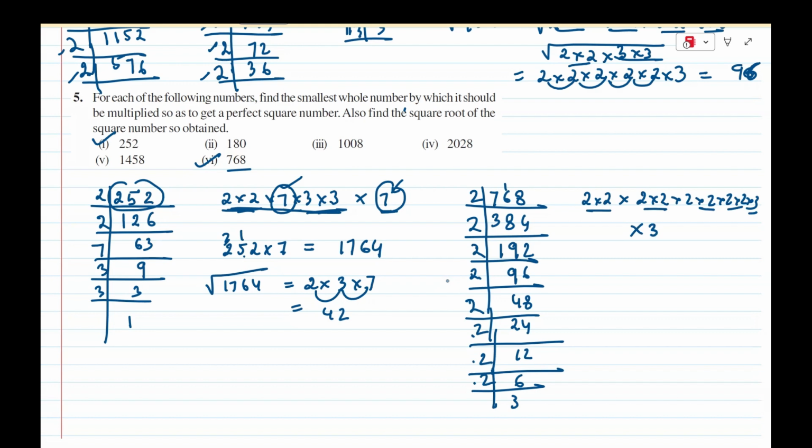So I need to multiply this number by 3. What will be the new number? It will be 768 multiplied by 3. 8 3s are 24, carry 2. 6 3s are 18 and 2 is 20, carry 2. 7 3s are 21 and 2 is 23.